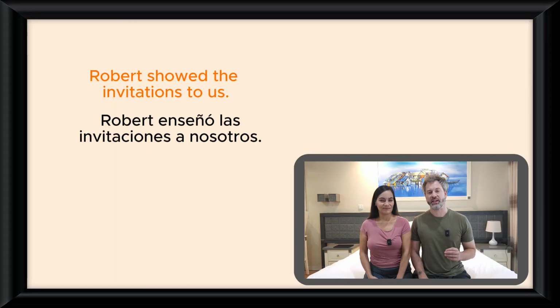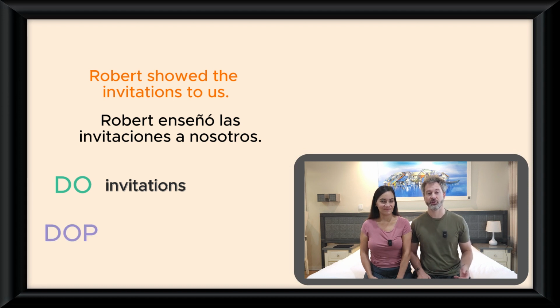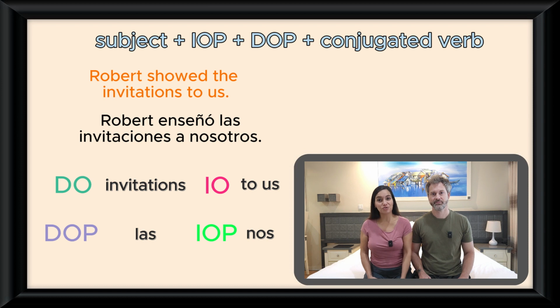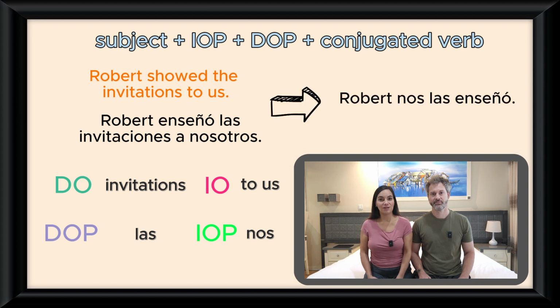How about this one? Robert showed the invitations to us. So first we ask, what did Robert show? The invitations. So that's our direct object. Now it's feminine and plural, so our direct object pronoun will be las. Now, who did he show the invitations to? To us. So us is the indirect object, and the indirect object pronoun will be nos. So following our structure, we get Robert nos las enseñó.